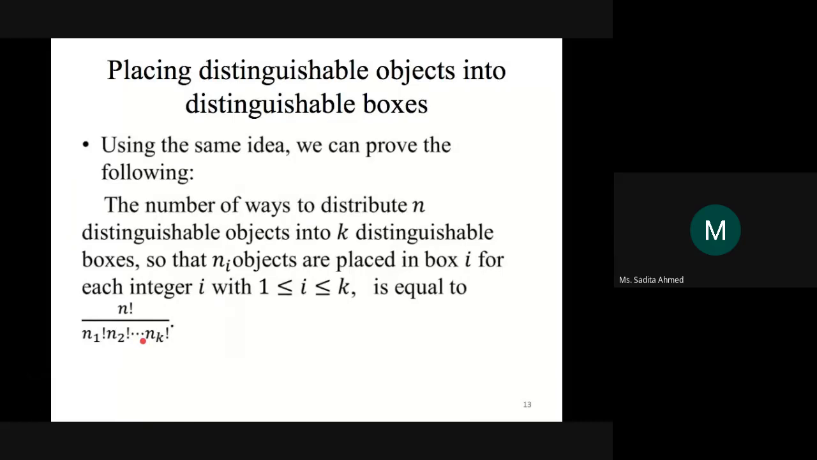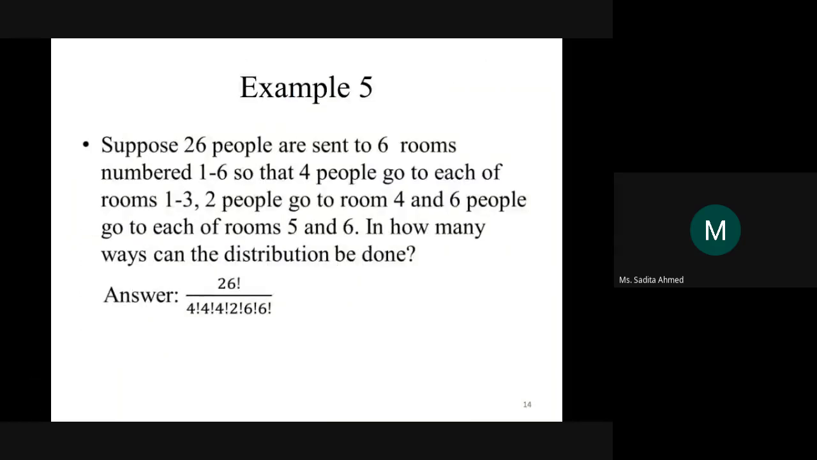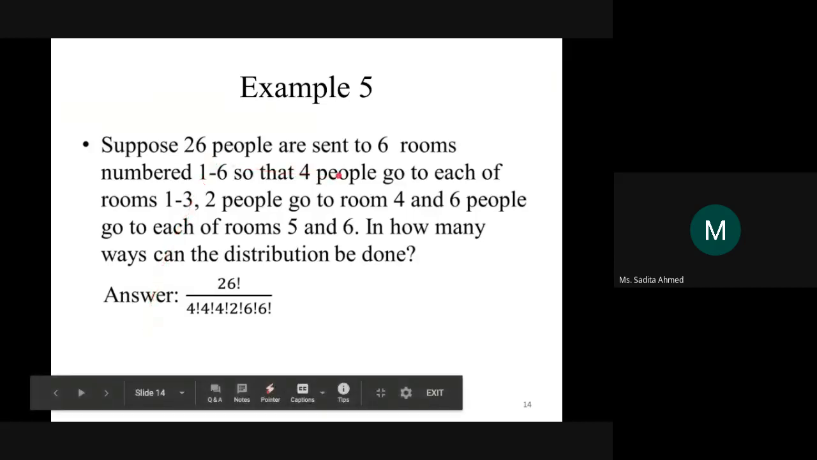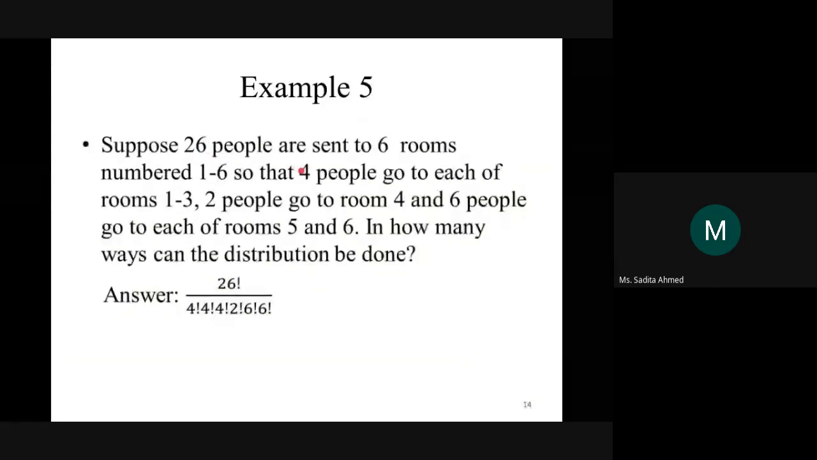All right. So here as well, aren't we doing exactly that? We are choosing 4 objects from these 26 options. We're choosing 4 distinguishable objects and placing them into the first box. That is sending 4 people into the first room, 4 into the second, 4 into the third. So n1 is equal to 4, n2 is also equal to 4, n3 is also equal to 4.